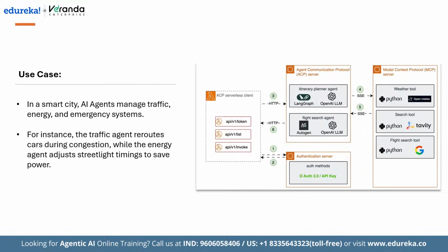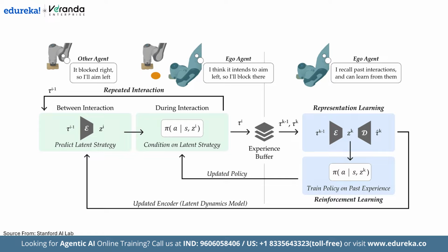In a smart city, different AI agents manage traffic, energy, and emergency systems. The traffic agent might signal that it plans to reroute cars due to congestion, and the energy agent adjusts street light timings to save power in that area. So now let's have a look at the real-world example. Research labs at MIT and Stanford are experimenting with ACP-style communication to build multi-agent reasoning systems, where agents plan together instead of acting individually. This is what enables collective intelligence, agents thinking as a team.